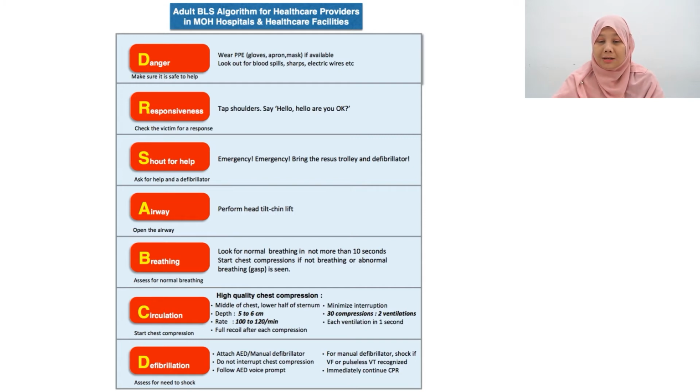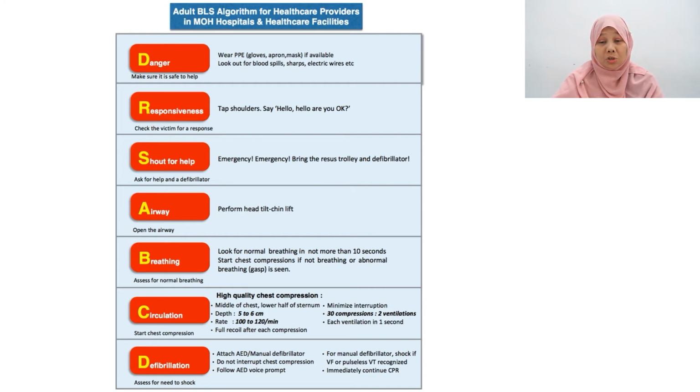Now remember, we have D, R, S, A, B, C, D. Remember this mnemonic because D stands for danger, R is for responsiveness, S, shout for help, A is for airway, B is for breathing, C, circulation, and D is for defibrillation. Now remember that at this point of the COVID-19 pandemic, it is imperative to wear PPE, right?